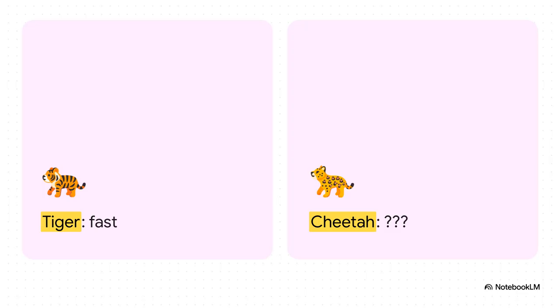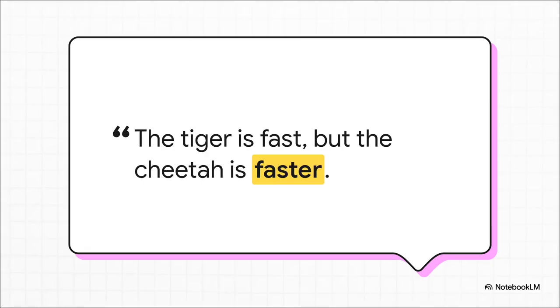Okay, let's kick things off with a little challenge. We all know a tiger is fast, no doubt about it. But a cheetah? A cheetah is on a whole other level. So how do we use the word fast to properly show that difference between these two animals? You got it. The cheetah is faster. That little -er we stick on the end is our first big clue. Seems pretty easy, doesn't it? Well, hold on, because it's not always quite that simple.